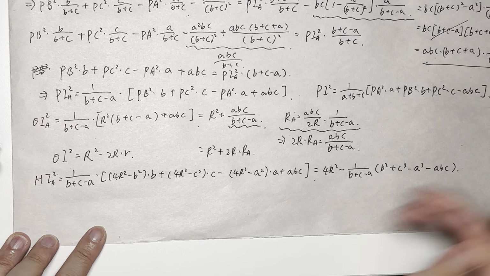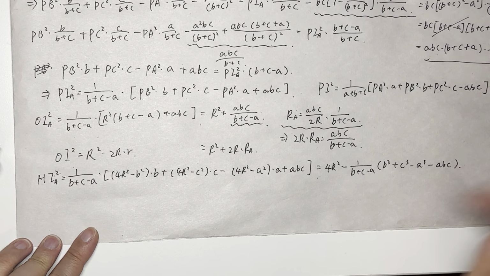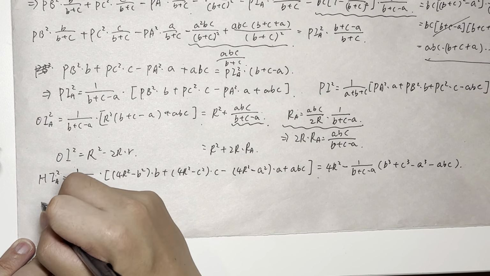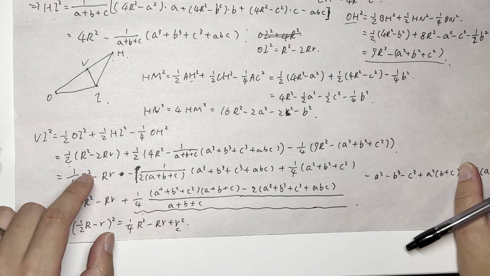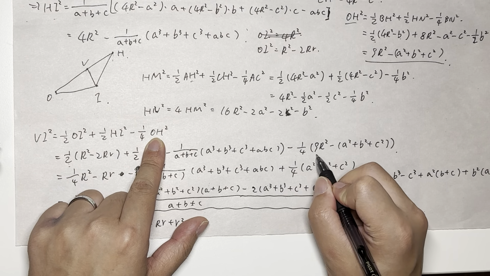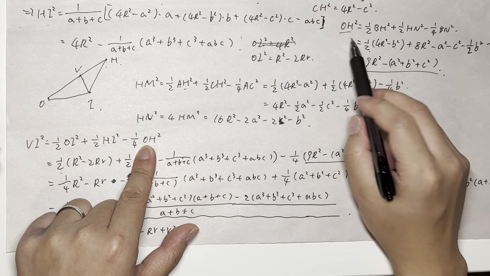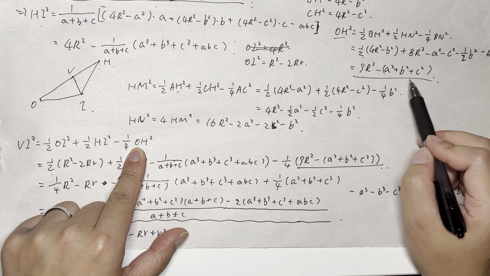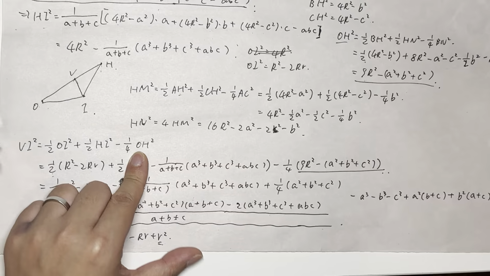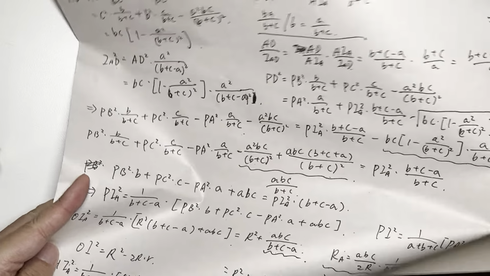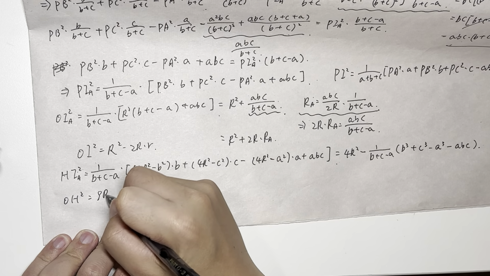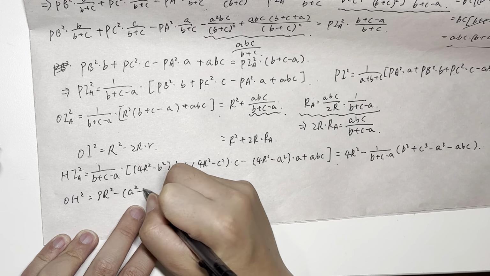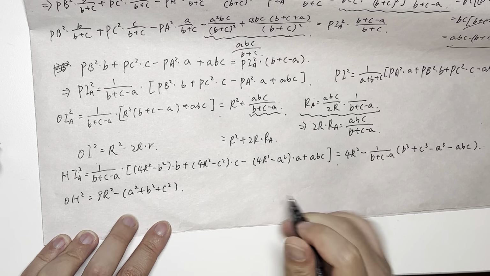That is HIA squared. Now we can calculate, and we already know that OH squared, right? OH squared here. We got OH squared equals this one, right? 9R squared minus a squared plus b squared plus c squared, right? So we can calculate OH squared equals 9R squared minus a squared plus b squared plus c squared, right?